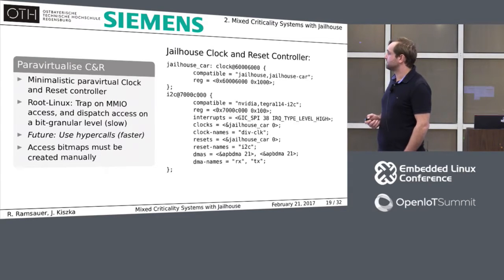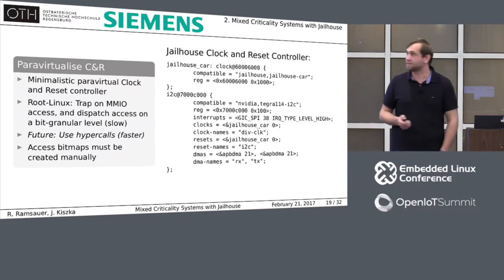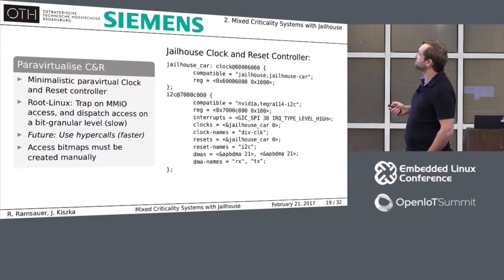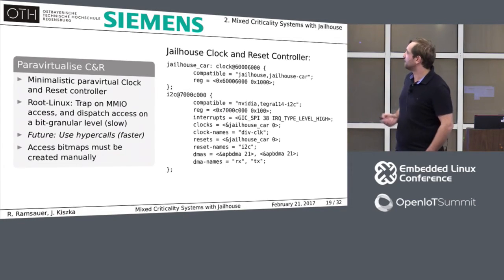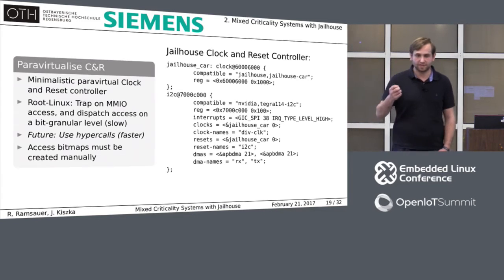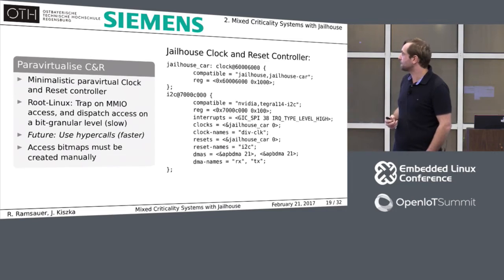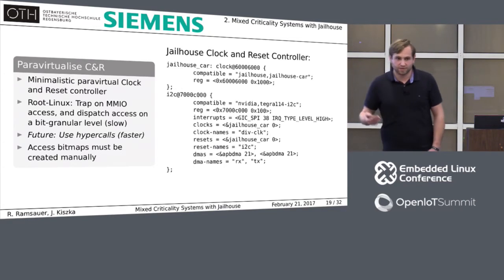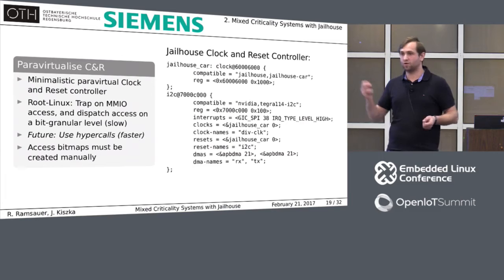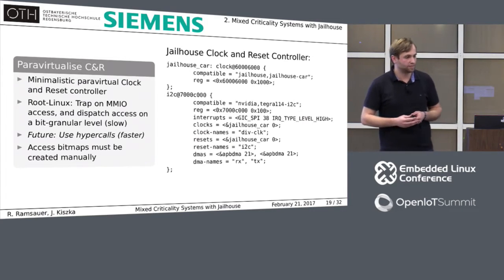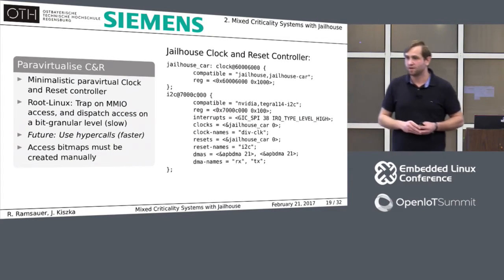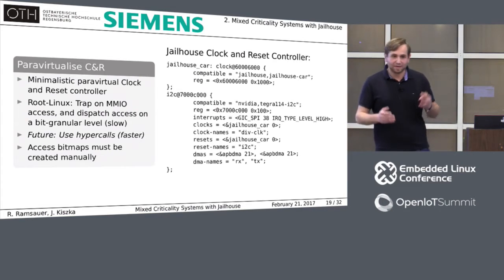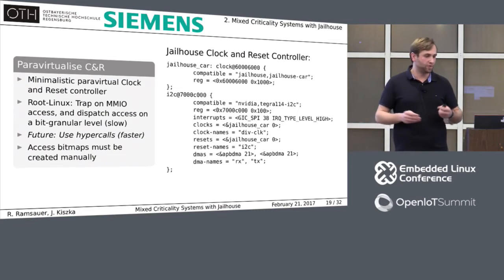We have to somehow paravirtualize our clock and reset controller. And we did this by providing a Jailhouse clock and reset controller to the critical cell, and the hypervisor will trap if we access that memory region and decide if this cell is allowed to gate or ungate the clock or not. And the same is for the Linux that was existing before, so the uncritical cell. This one will also trap, so that an uncritical cell cannot ungate a clock or gate a clock of the critical part, and vice versa. The problem here is that we must define access bitmaps on a bit granular level, and this is really tedious and exhaustive. So we are still thinking about better ways of how we could define that.